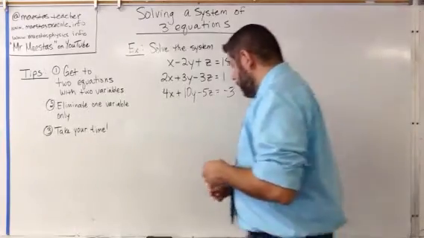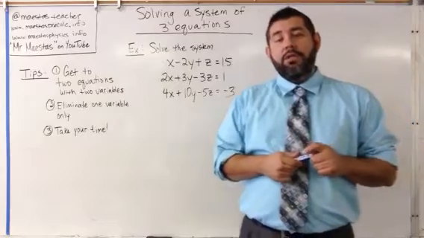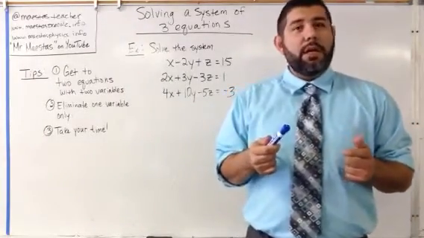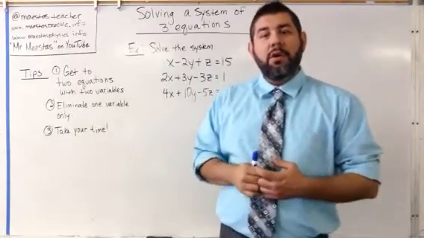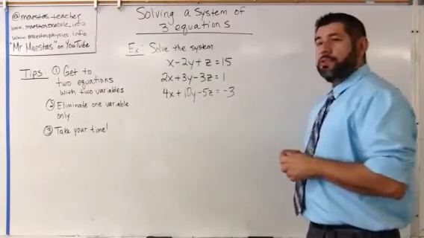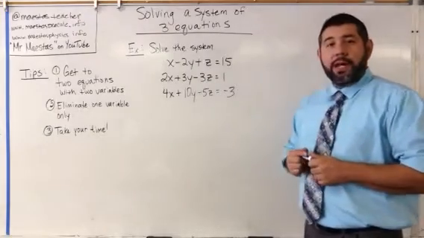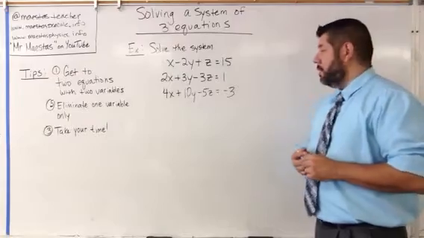So what we're going to do here is take a look at this problem, and I want to make sure that, one, you take your time, and you look at maybe using a combination of elimination and substitution methods. So let's take a look at this one. We have to solve the system: x minus 2y plus z equals 15, 2x plus 3y minus 3z equals 1, and 4x plus 10y minus 5z equals negative 3.